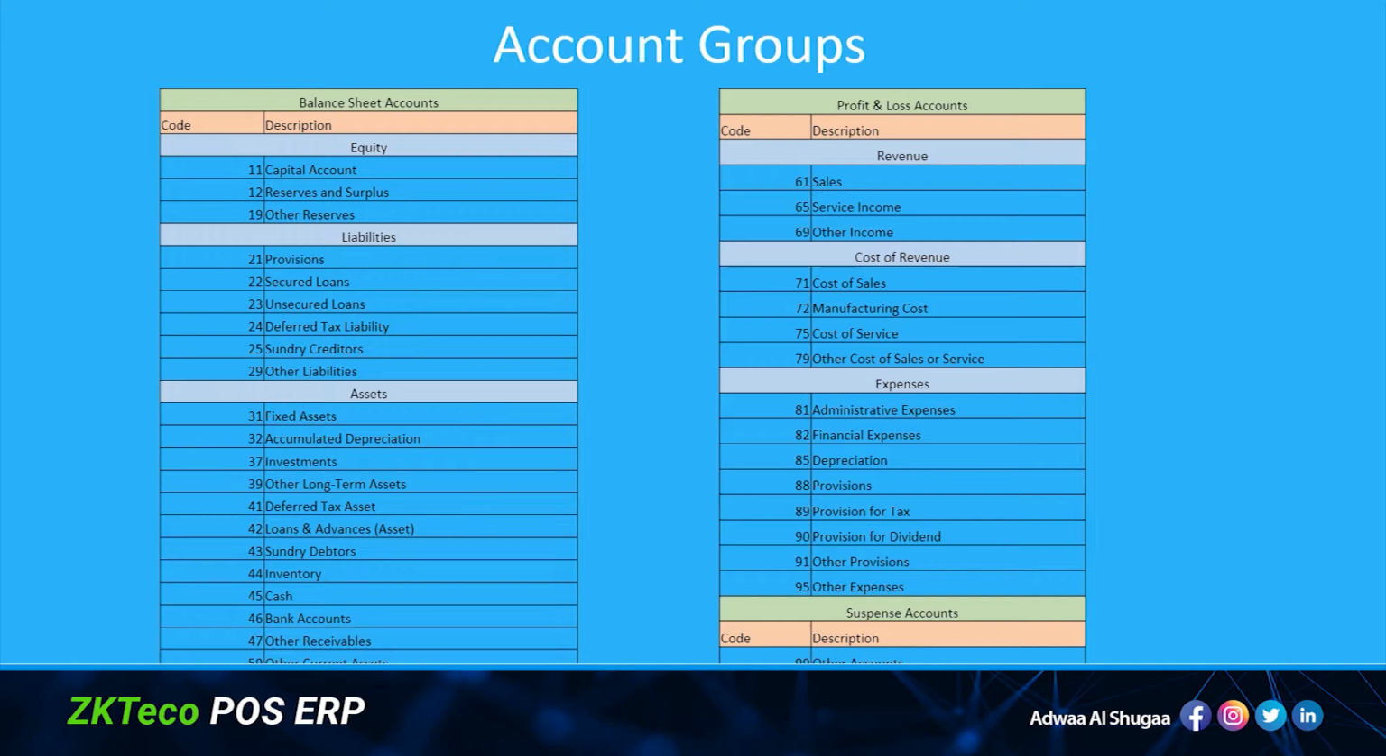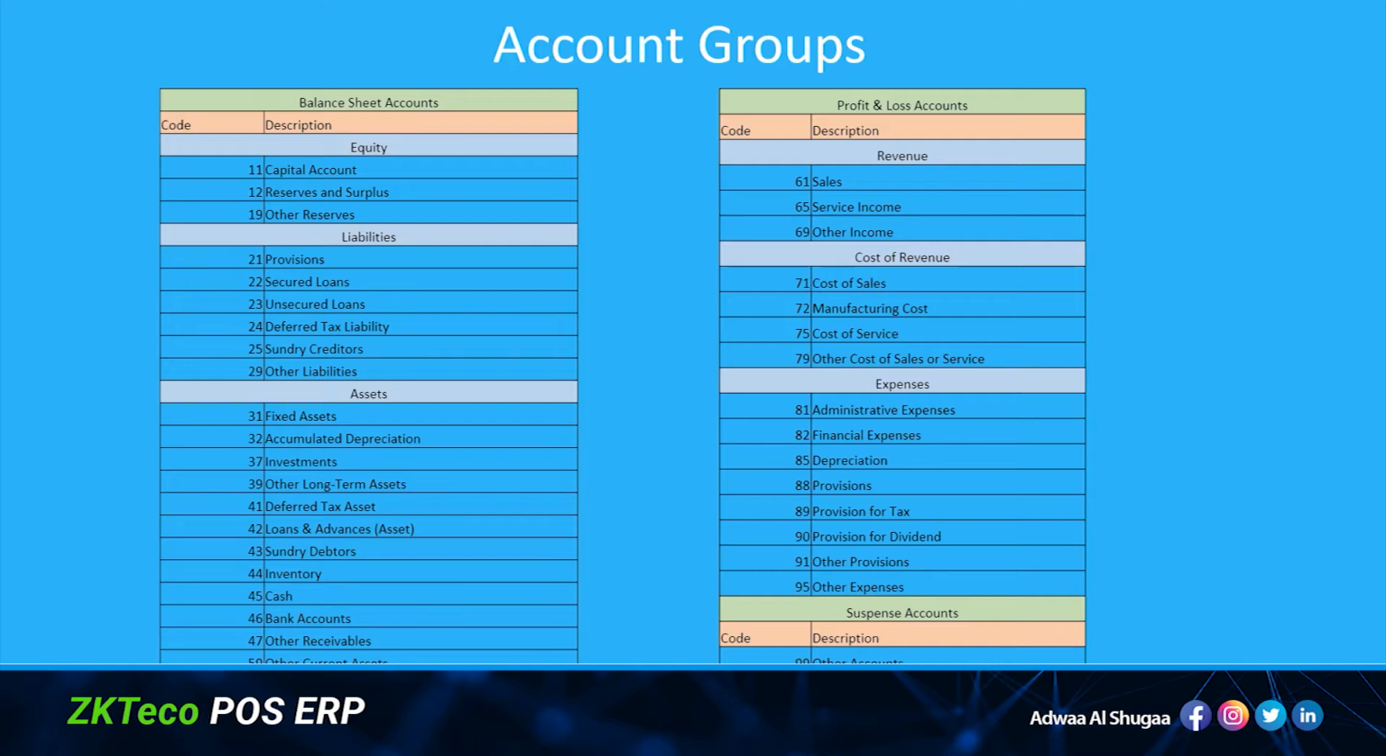Balance sheet items are further classified into assets, liabilities, and equity. The total of assets should be equal to the total of the liability and equity together. Again, the profit and loss accounts are further classified into revenue, cost of revenue, and expense. Revenue minus cost of revenue is considered as gross profit. Reducing expenses from the gross profit is the net profit.